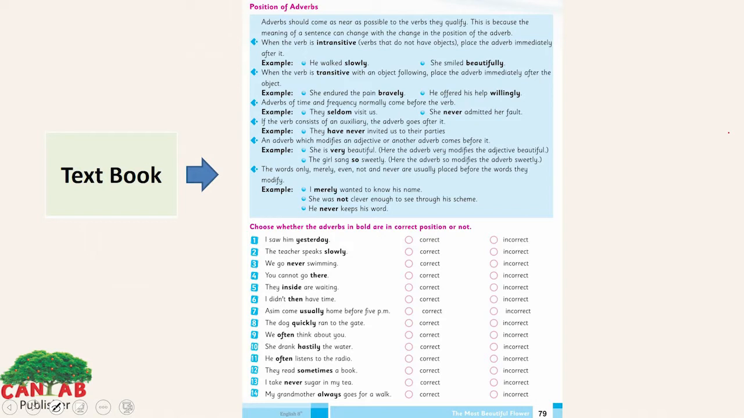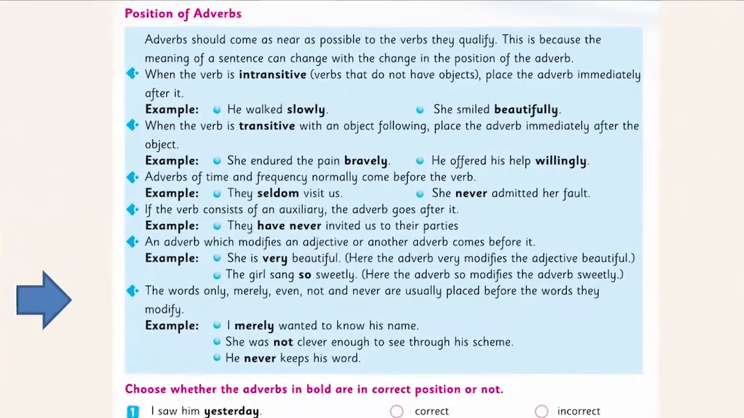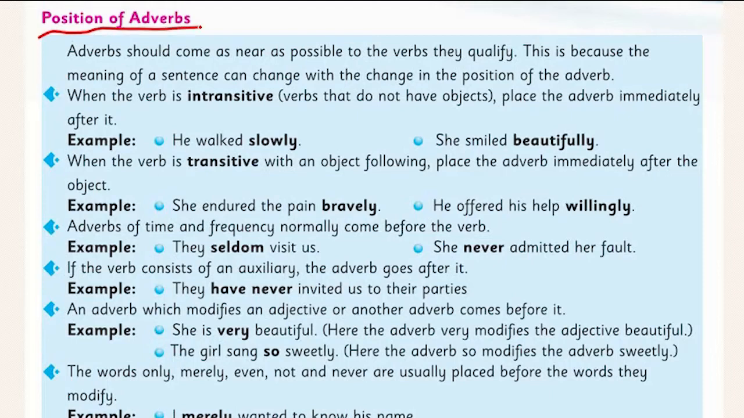Adverb is a part of speech which modifies an action, which describes when, where, to which extent, in which manner, to which degree the action is done. Today we are going to discuss the position of adverbs, where we will put adverbs in a sentence. This is very important.